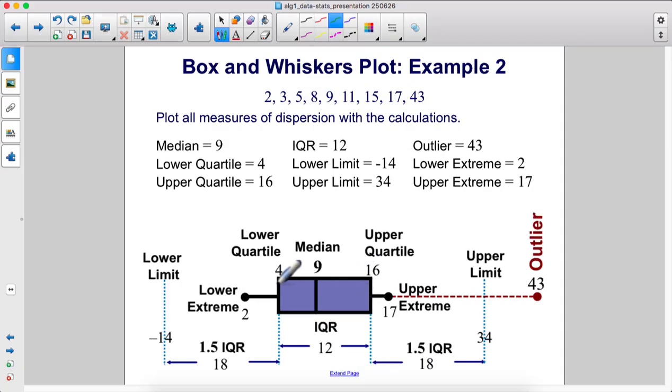All right, so our box goes from the lower quartile to the upper quartile, from 4 to 16. Our median goes right in here at 9. Our lower extreme is 2, our upper extreme is 17. There is an outlier over here as well.